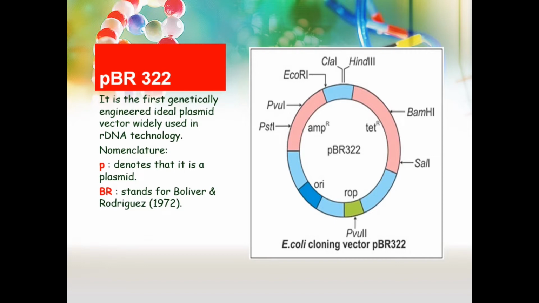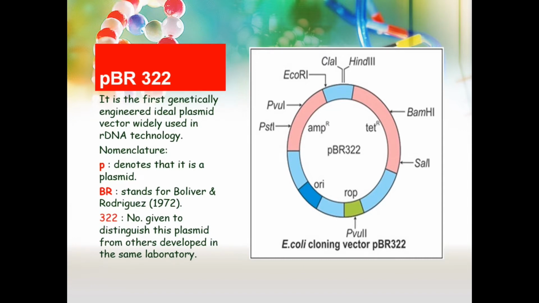P stands for plasmid. Here BR stands for the name of the scientists who constructed it, that is Bolivar and Rodriguez, and the number 322 is given to distinguish this plasmid from other plasmids developed in the same laboratory.